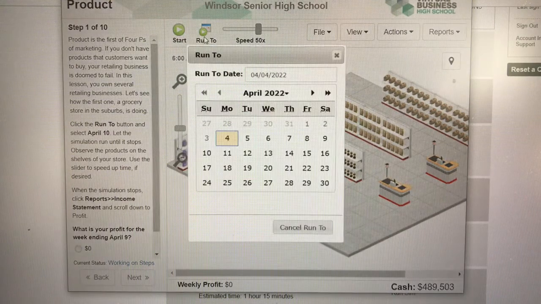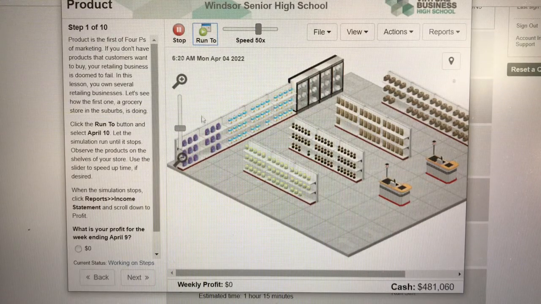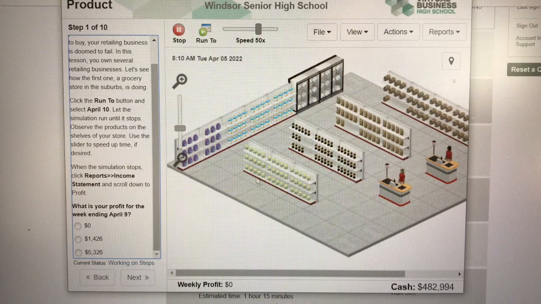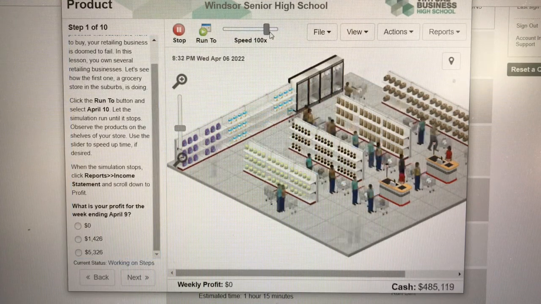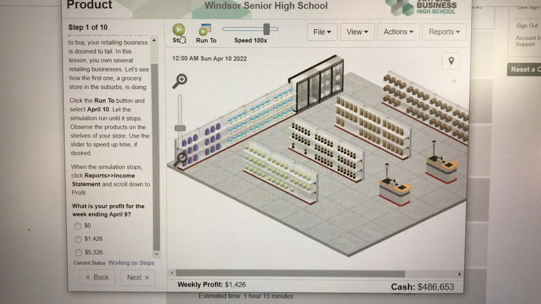So if you're going to run it for a little bit, it says run to April 10th. So I'm going to run it till April 10th. See how the business is going. And it will give me a profit here in a second. A lot of times they show you what to do, which is wrong, and then they show you what to do, which is a little more correct, and then you just have to figure it out. But the main thing is they always show you the wrong way to do things first, just to give you an idea of what not to do.